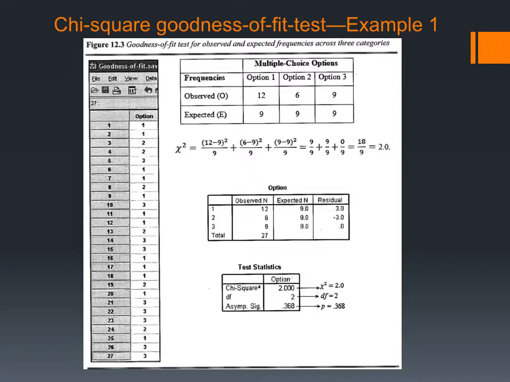And what's observed is that when I actually collected the data, 12 people chose option 1, 6 chose option 2, and 9 chose option 3. So the question is, was there a significant difference between what we observed with these choices versus what was expected? And in order to compute that, you simply take the observed value minus the expected value, you square it, and you divide it by what was expected for each option.